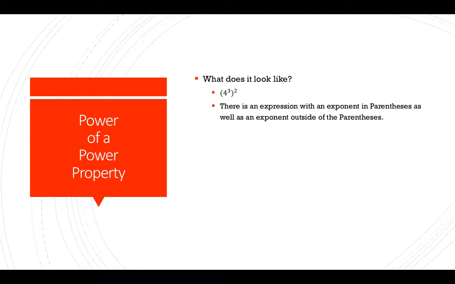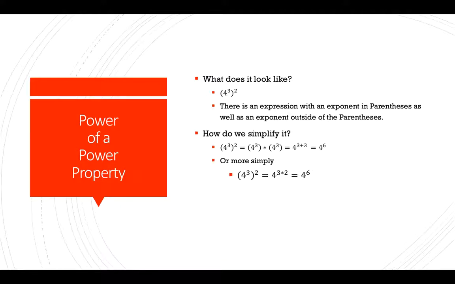So, the power of a power property. This is what it looks like. Essentially, we have an exponent expression being raised to another power. The key to this is that there is an expression inside parentheses and then an exponent outside of that as well. So how do we simplify it?